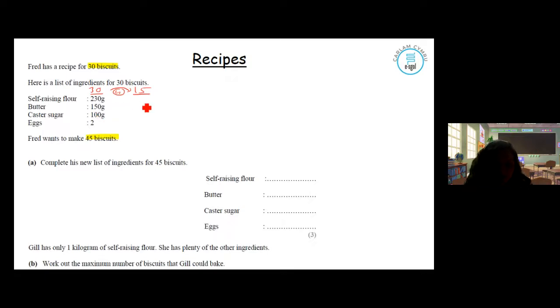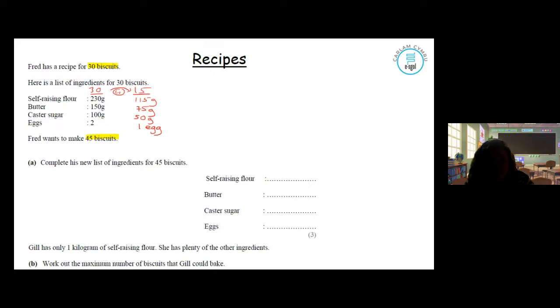So a half of 230 is 115 grams. A half of 150, 75 grams. Half of 100, and then half of 2 means I've got this as a recipe for 15, but I didn't want 15, I wanted 45. So just like we did on the previous question, we need to now think about how we could put these together. So 15 biscuits, the recipe I've got at the moment.